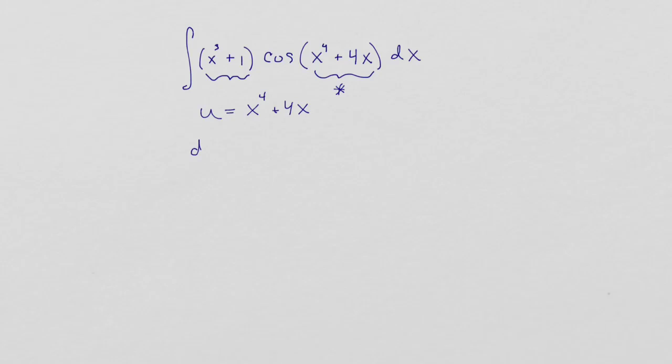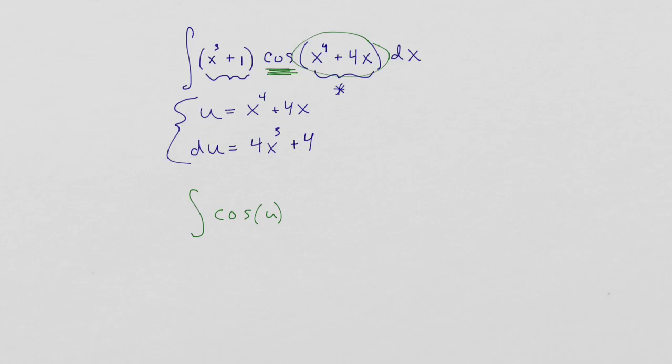So if that's u, now we're going to evaluate du right away, which is the derivative of u, and we're going to differentiate x to the power 4 plus 4x to get 4x cubed plus 4. So now let's go ahead and try to rewrite the integral. Instead of with x's, though, this time let's try to just use u's. So what I have up here is the cosine of all this stuff that we let equal u. So we're going to write this as the cosine of u.